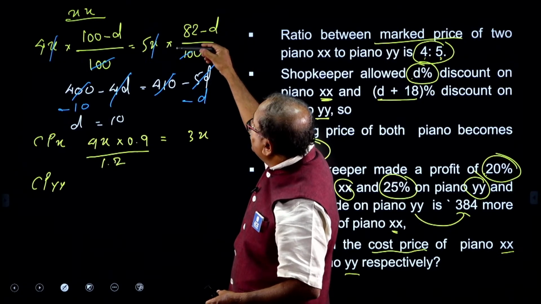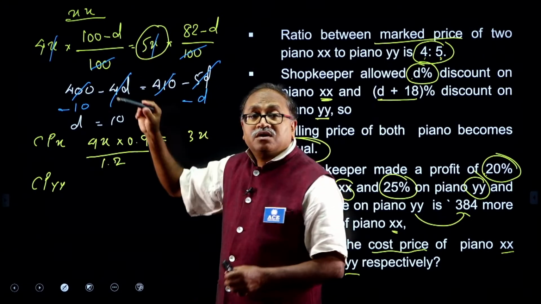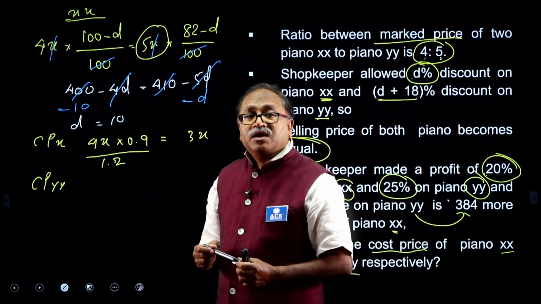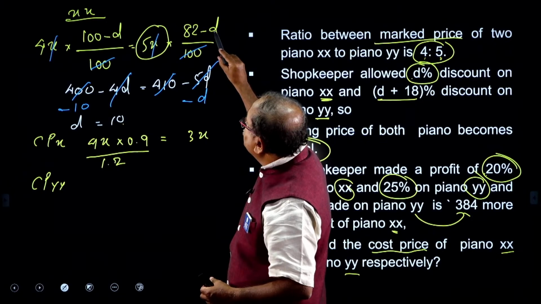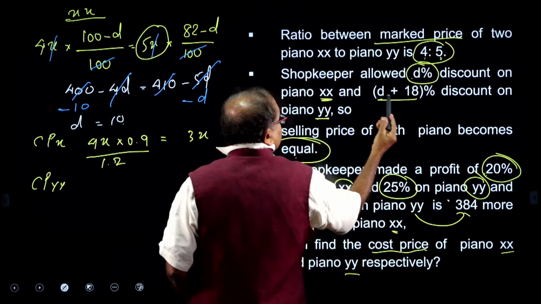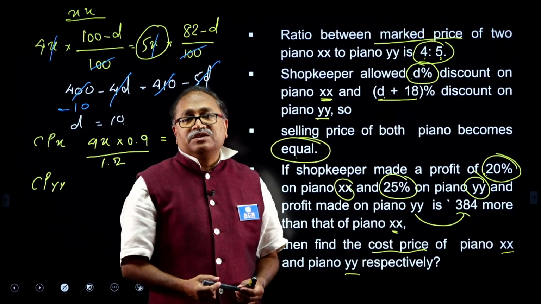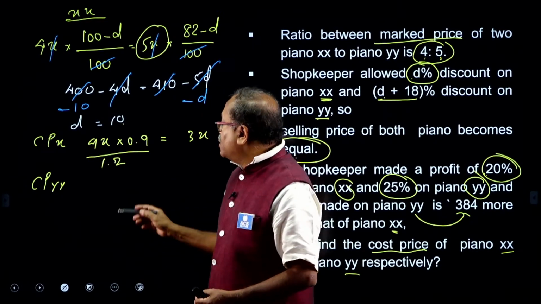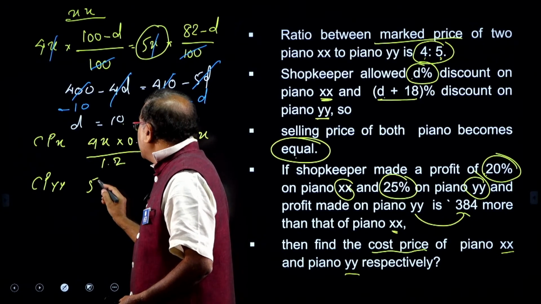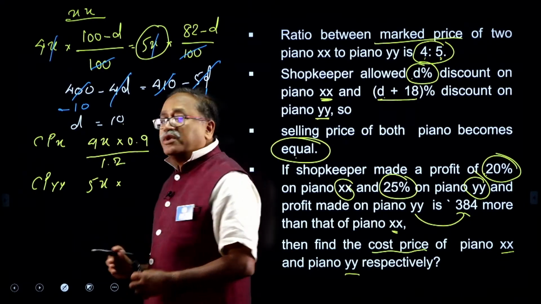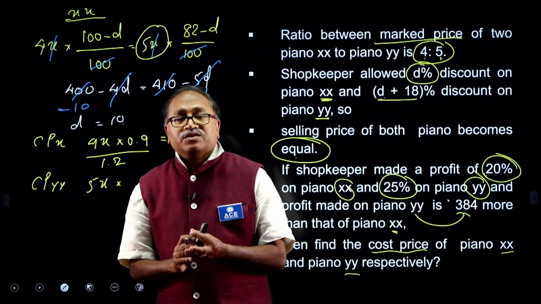So, the selling price here, 5x is my mark price, and what is the discount? D is equal to 10%. Here the discount is D plus 18. That means what is the total discount? 28%. So, in order to get the cost price, what you do here, that is 5x over here, and when you take out the 28%, then you are selling at what percent?